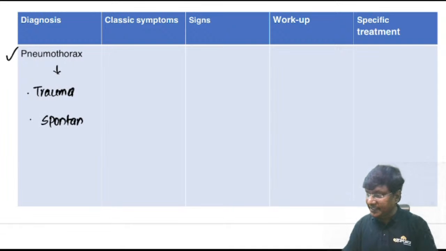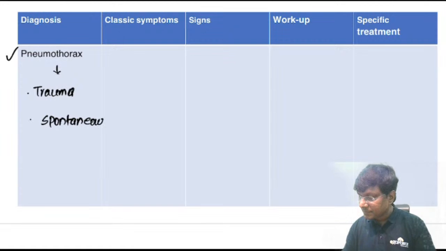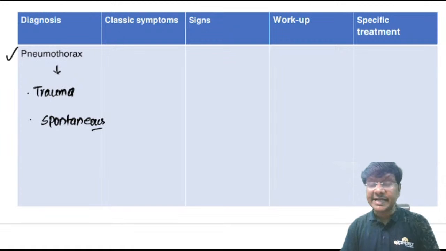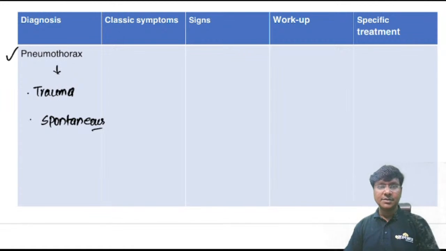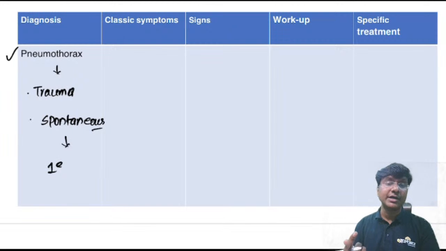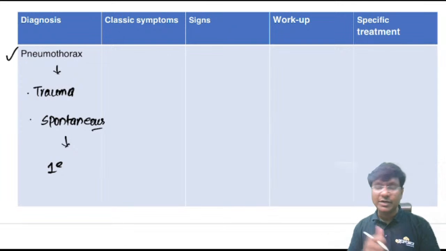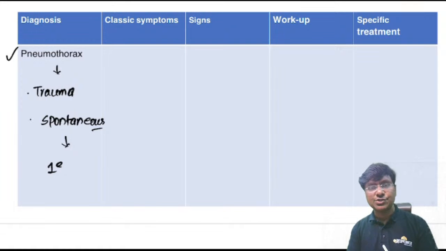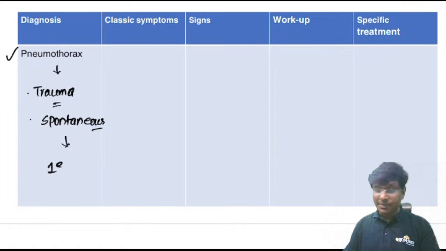And this spontaneous pneumothorax can occur secondary to paraseptal emphysema. Or this primary spontaneous pneumothorax can also occur in tall, thin male smokers. Or in those individuals with connective tissue disorders like Marfan's, they also can develop the primary spontaneous pneumothorax. And even trauma can cause this tension pneumothorax.